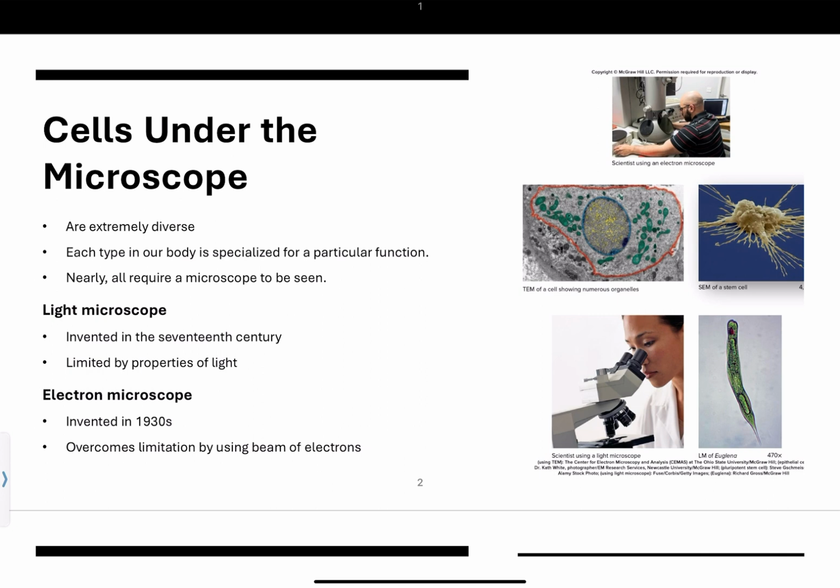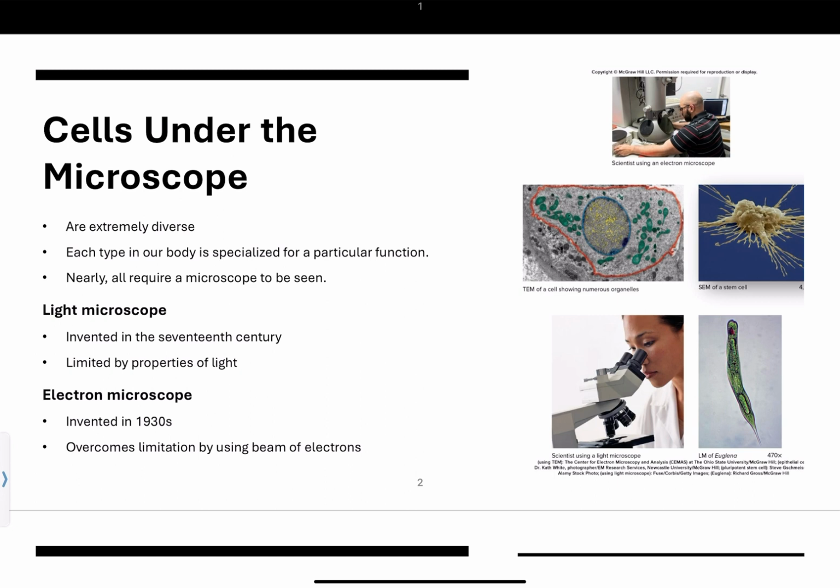So, despite being really, really small, they pack in a ton of activity. And most cells are so small that you can't see them without help. So, that's where a microscope comes in. We have the light microscope. This was invented back in the 1600s, and this was a huge game changer. So think of Galileo's telescope, but for looking inward.